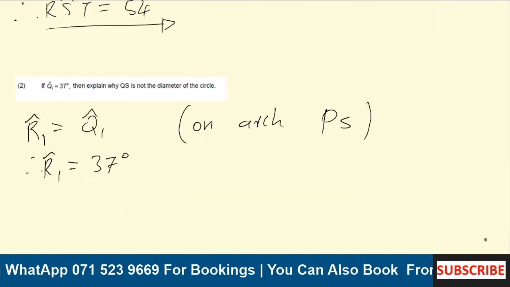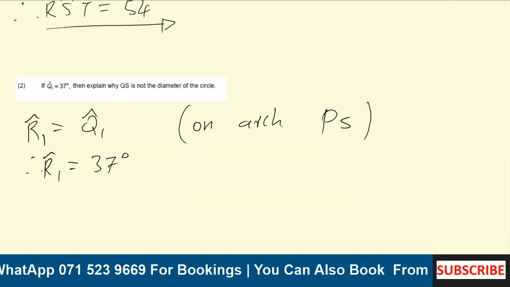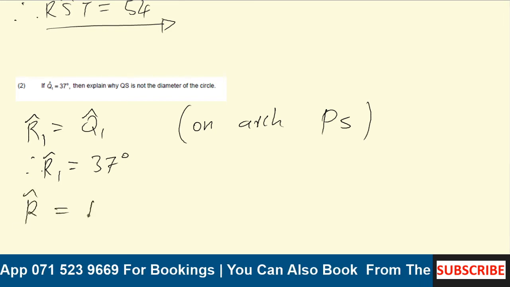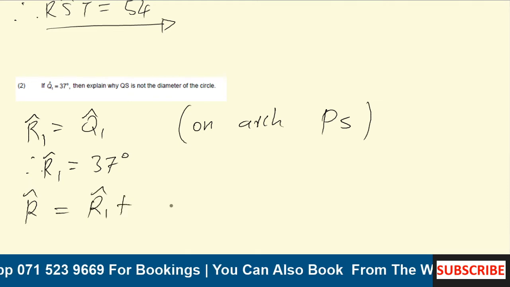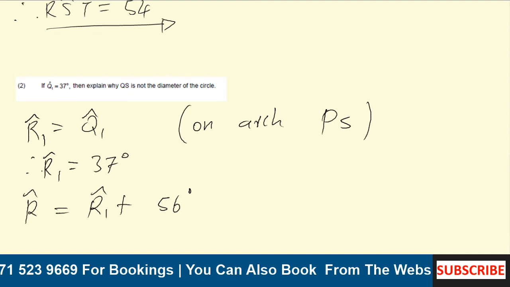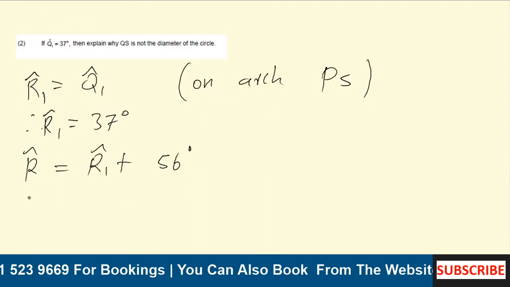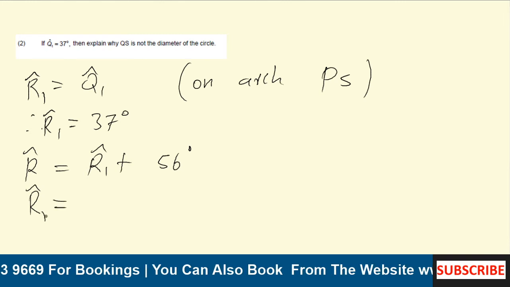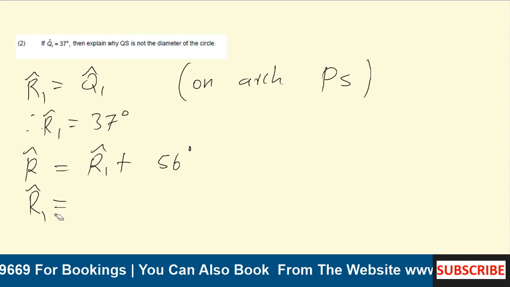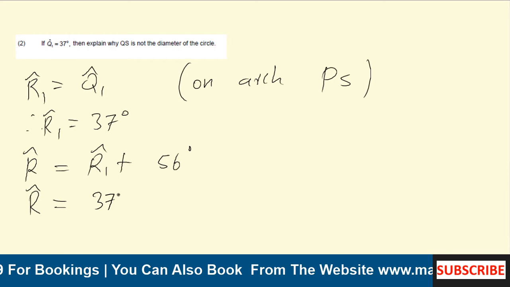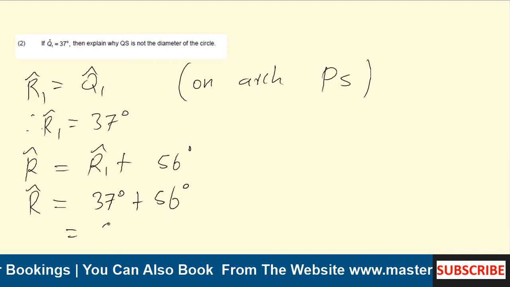Now, when you check, angle R is equal to R1 plus 56 degrees, according to the diagram there. So R, not R1, this is supposed to be R. R is equal to 37 degrees plus 56 degrees, which adds up to 93 degrees.